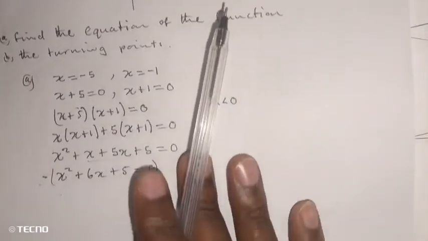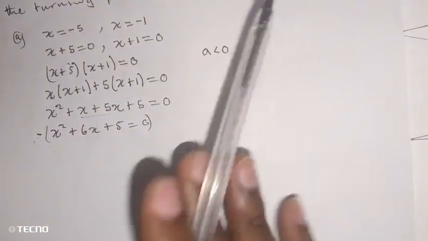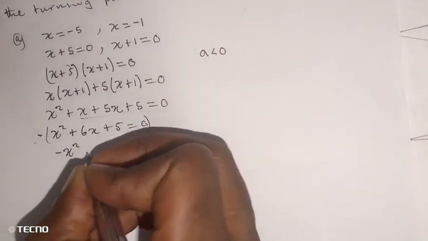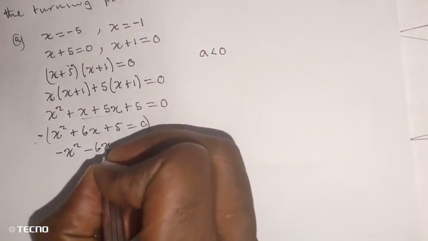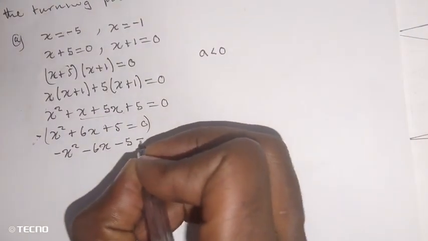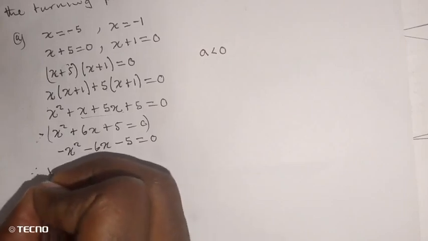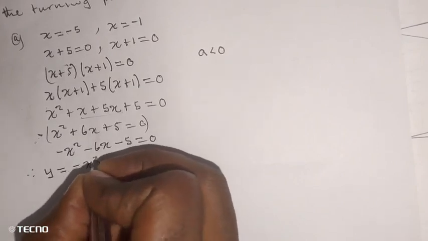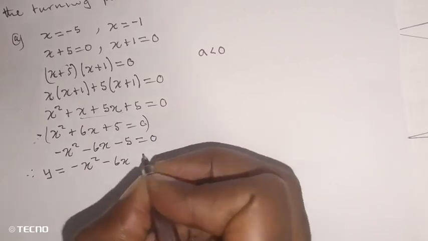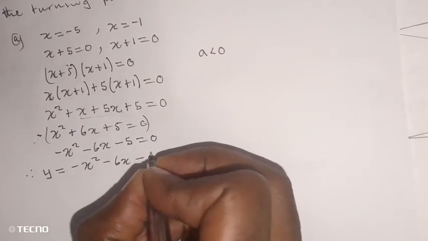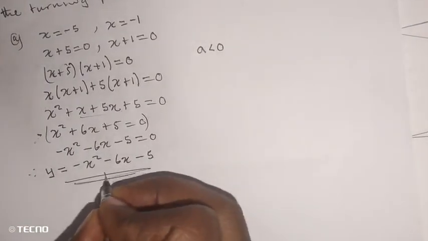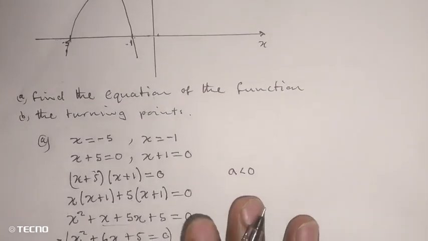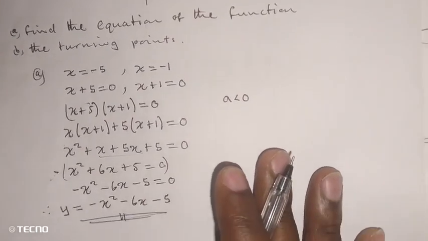A maximum turning point. This is the reason why you are doing that. So we say this times this, we are going to have negative x squared minus 6x minus 5 equal to 0. y is equal to negative x squared minus 6x minus 5. So this is the equation of this curve.